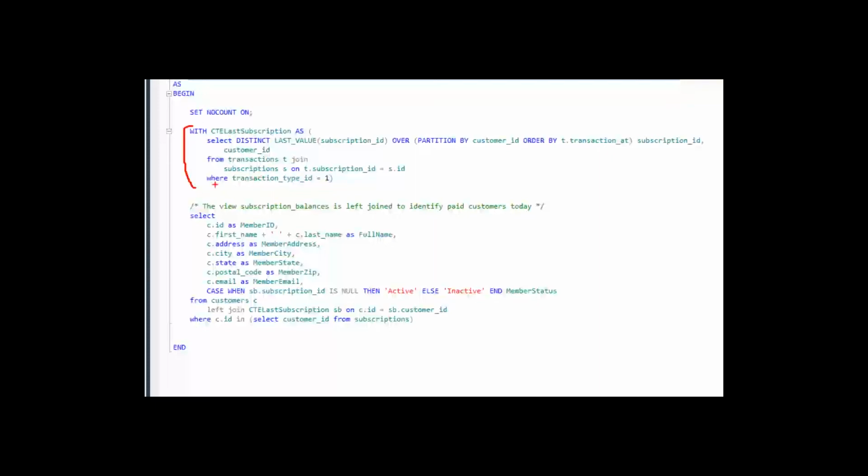So I generate a CTE. This could easily be a temp table. It could be a staging table that you land with your SSIS package, or a view even. But you just need something to be able to join it to your customers, or left join it, so that you can do a case statement like I did here, and tell whether this person is active or inactive.